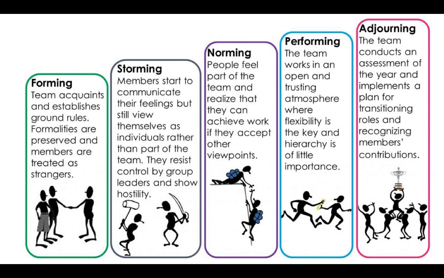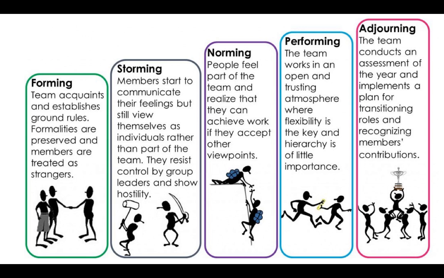This is a multi-phase journey through group development. During the forming stage, the team acquaints and establishes themselves as a group. They establish some ground rules. So they're basically treating everybody like new members, almost like strangers. But as they work together and get more comfortable, they then go through the storming phase. Here they start to communicate openly and honestly, but they still see themselves as individuals, not quite as members of a team yet. They resist control, they don't want to be dominated. They may even show some hostility, but eventually people work that out.